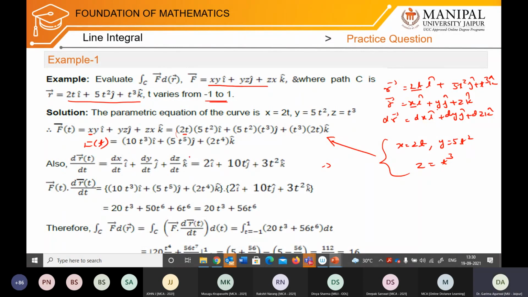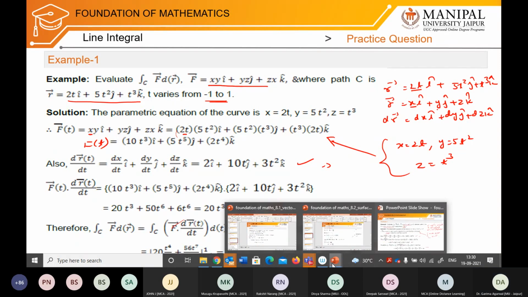The value of dr by dt is, how can we find dr by dt? Differentiate the right hand side with respect to t. This is dr by dt. Now f dot dr by dt, just find the dot product of vector f and dr by dt. Now take the integration under the limit -1 to 1. Clear?